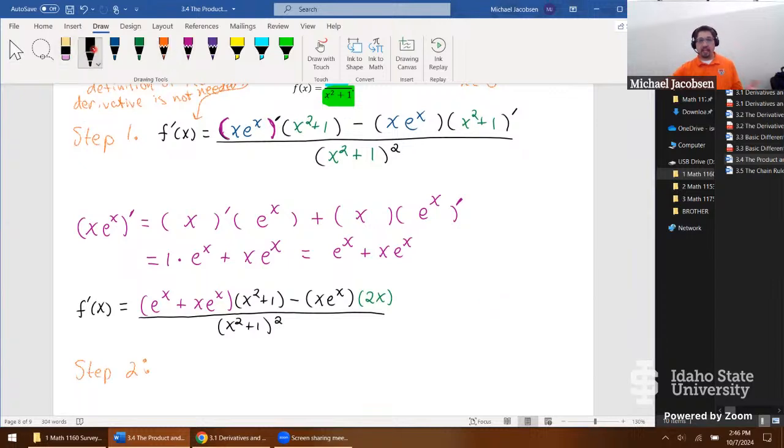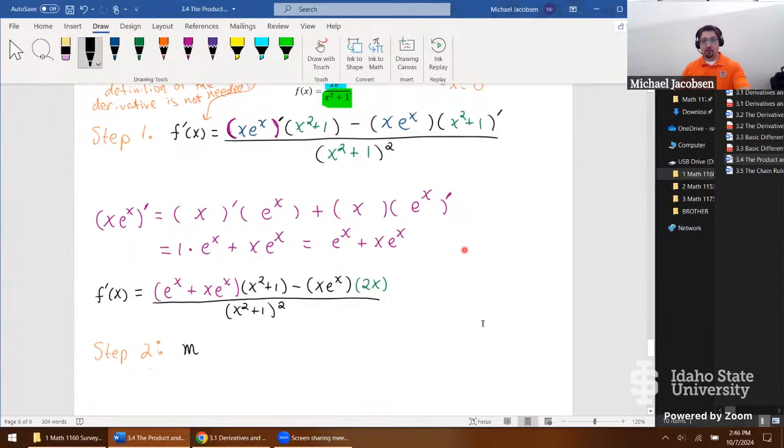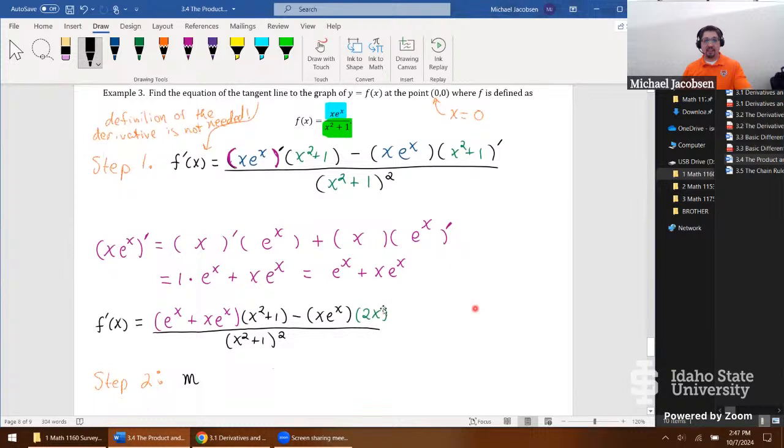In step 2, we're getting something major. If we wanted the equation of the tangent line, then we absolutely needed the slope. To get the slope, the derivative is what tells us what it'll be at every value x, but we just need to know which x. We're plugging in 0 because of the supplied point. So putting all of that together, we can say m equals f prime at 0.